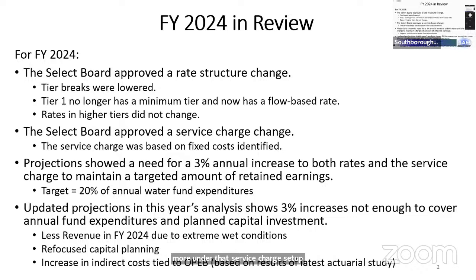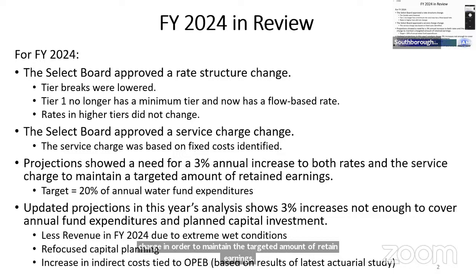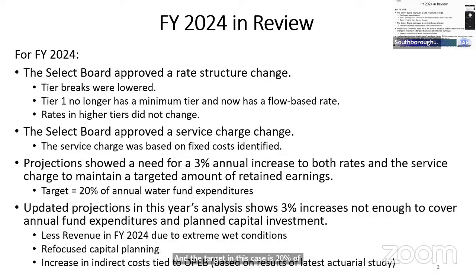When we were looking at what we thought needed to happen past FY24 last year, because we always provide a multi-year look, we usually look 5 years into the future when we do these analyses, it was showing a need for a 3% annual increase to both rates and the service charge in order to maintain the targeted amount of retained earnings. And the target in this case is 20% of water fund expenditures. That is what we consider to be a healthy retained earnings balance, and one that we think a town like Southborough should shoot for. So we include that in our analysis as the target.